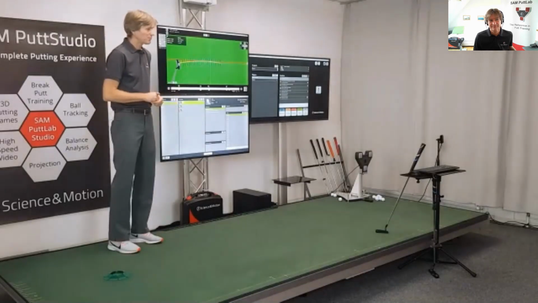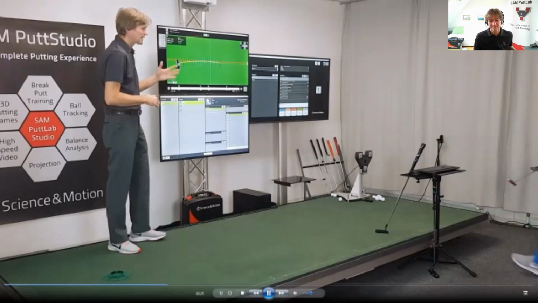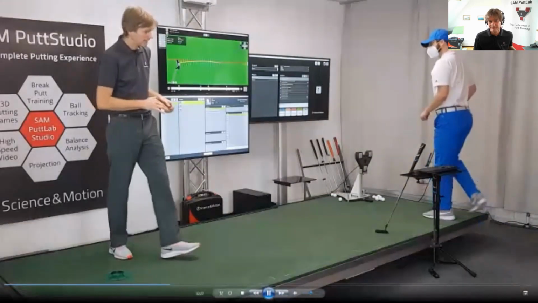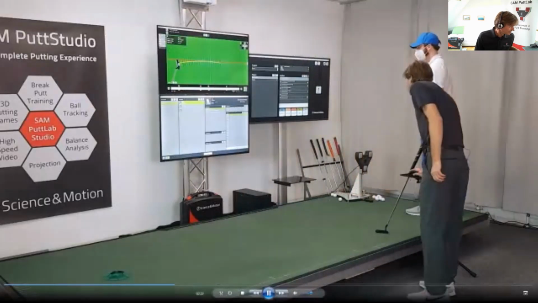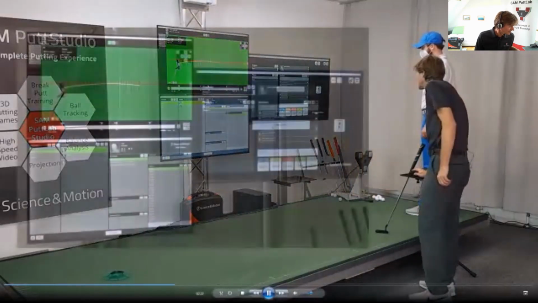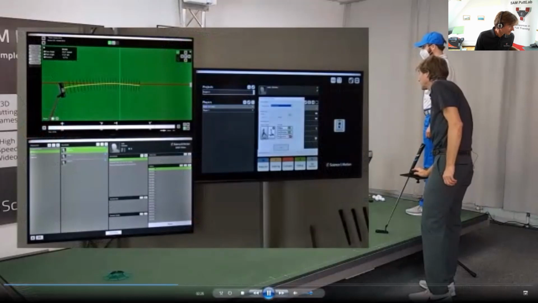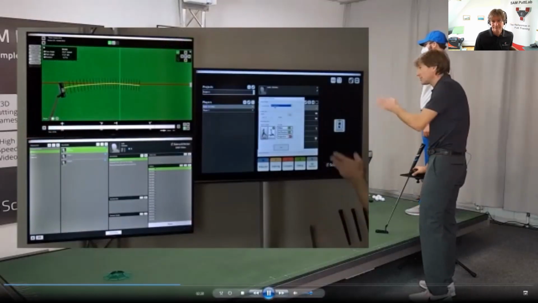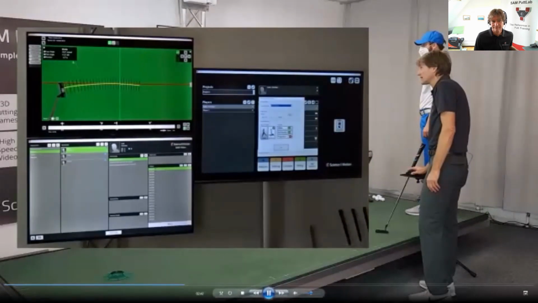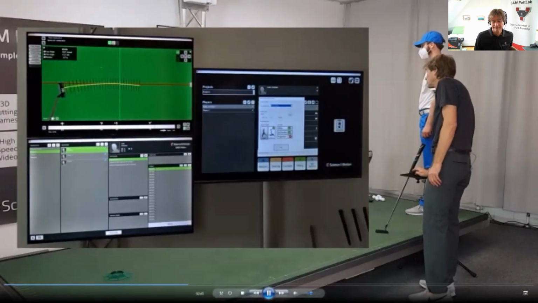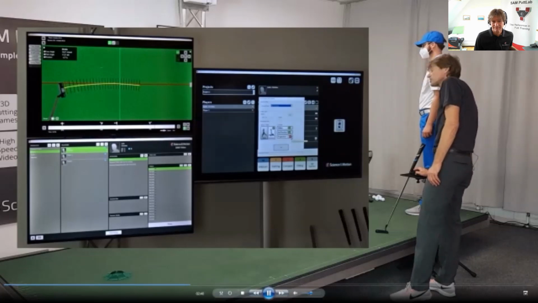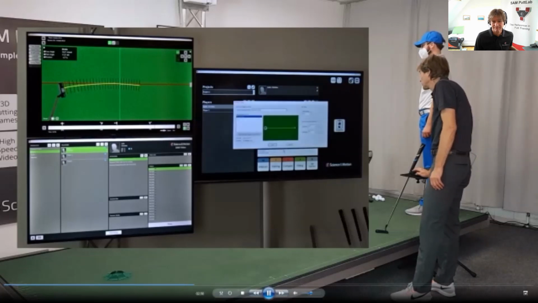Now let me bring back my student and let me play him a couple of putts. First, I start a training again, and now inside of the training dialog, I select the ball tracking report for PuttLab. We already have selected a report for 3D. We activate video, ball tracker, and projection at this point is off.